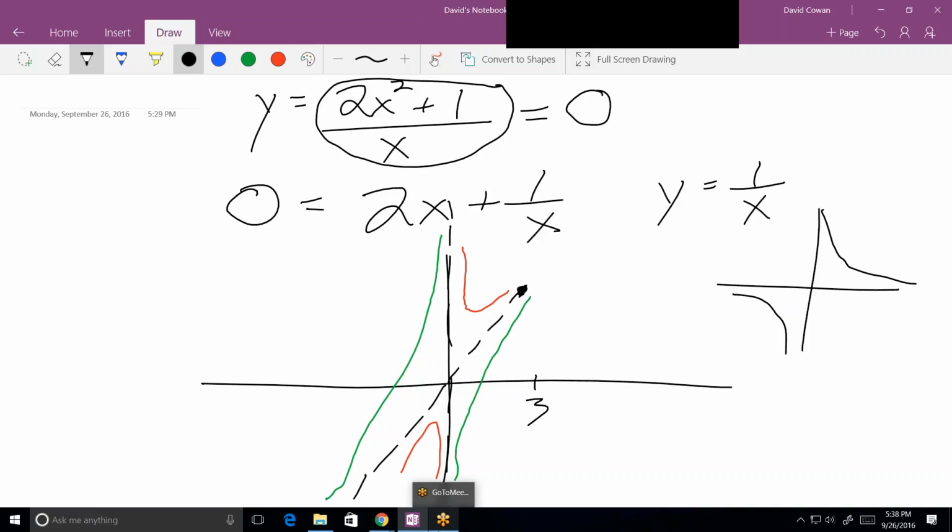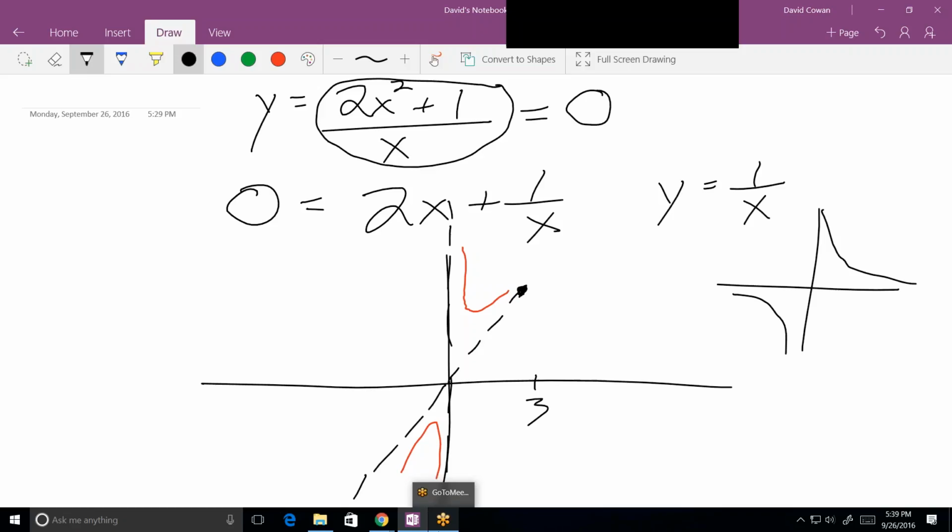No. You've got a positive number plus another positive number. There is no value of x that will ever make that numerator equal to 0, which means y can never be 0, which means the green line can't be the answer, because the green line indicates that I have 2 x-intercepts. Clearly in this case I don't have any, and so our answer is the red line.